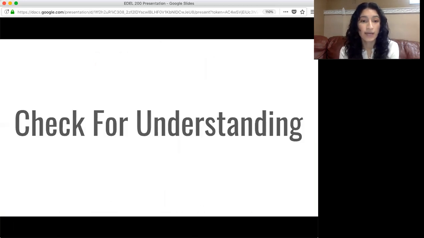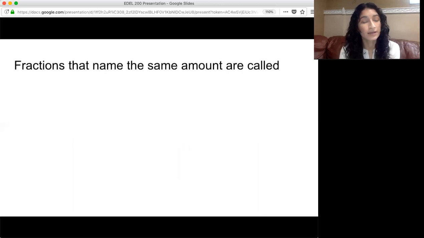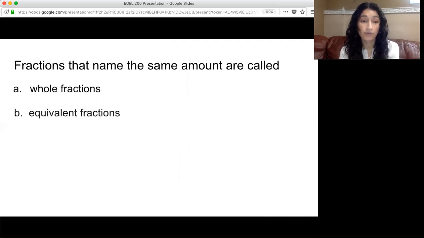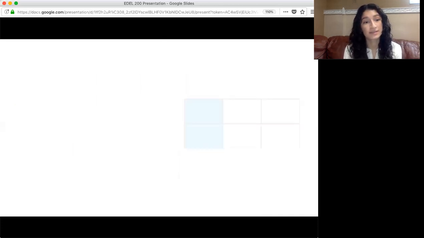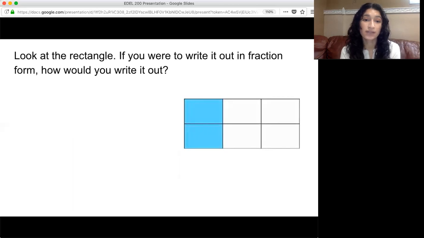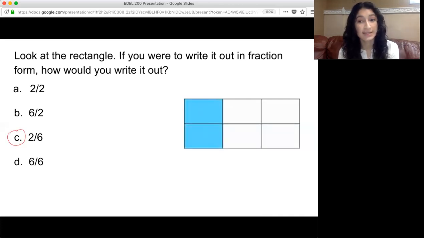All right, and so next, we're gonna check for understanding. This is gonna be a quick assessment. So fractions that name the same amount are called whole fractions, equivalent fractions, numerators, or denominators. Right, so these are going to be equivalent fractions. Okay, so look at the rectangle. If you were to write it out in a fraction form, how would you write it out? 2 over 2, 6 over 2, 2 over 6, or 6 over 6? Right, so this is going to be 2 over 6 because 2 pieces are shaded out of the 6 wholes.